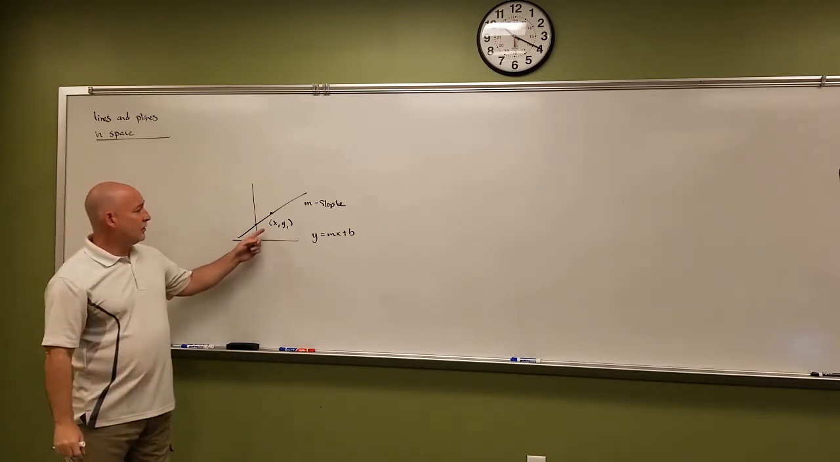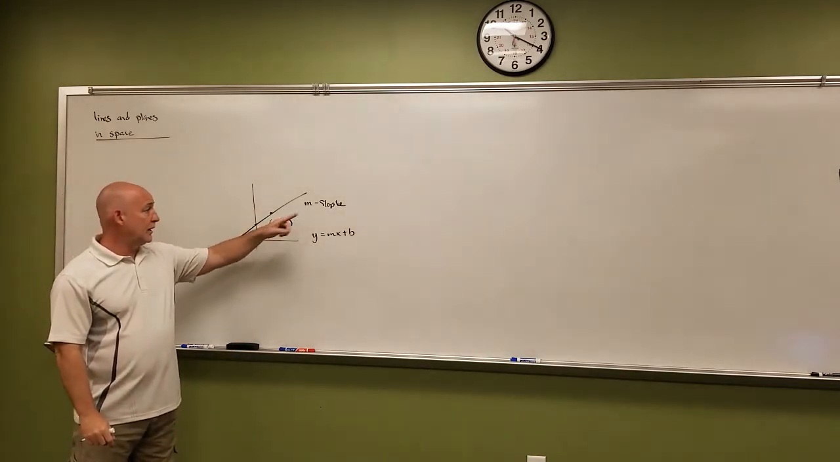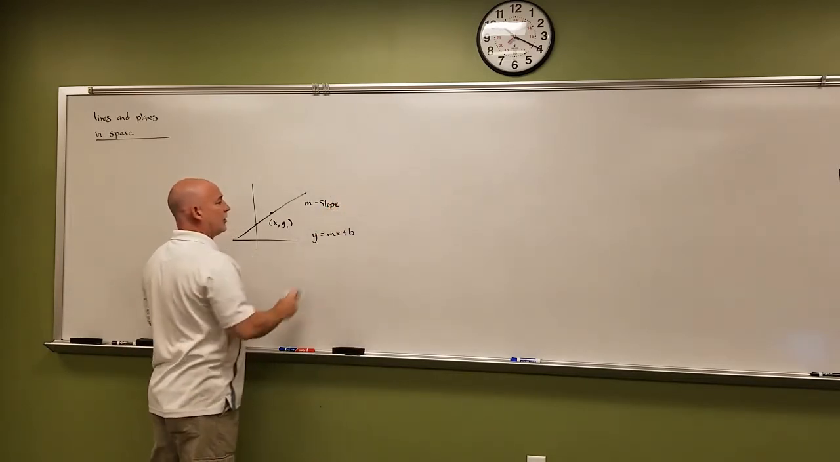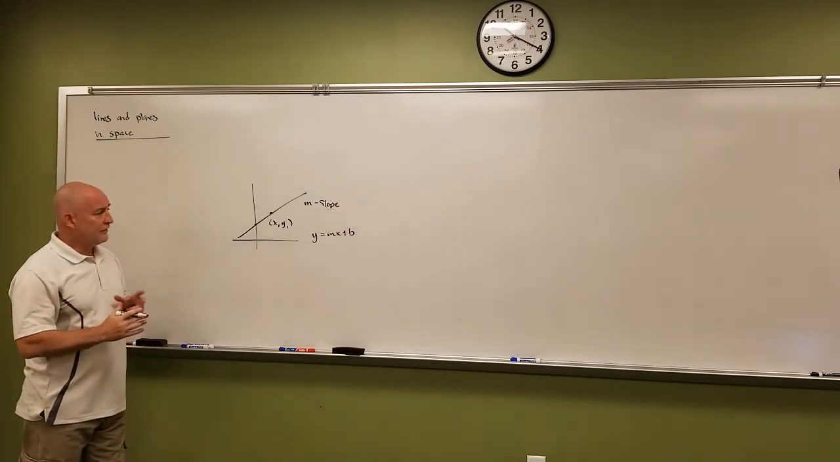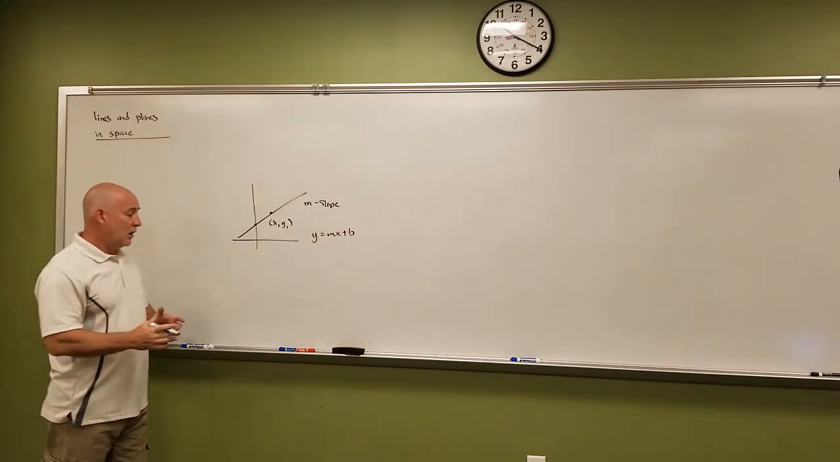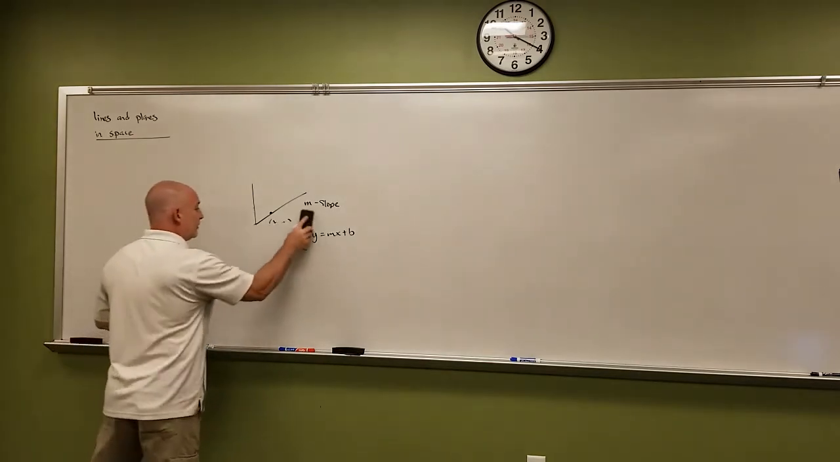But to be able to write the equation of a line, remember you need a point on the line and the slope of the line. My word, slope has way too many L's in it. So that's going to be pretty close to what we need in 3 dimensions as well. So let's talk about something like this.